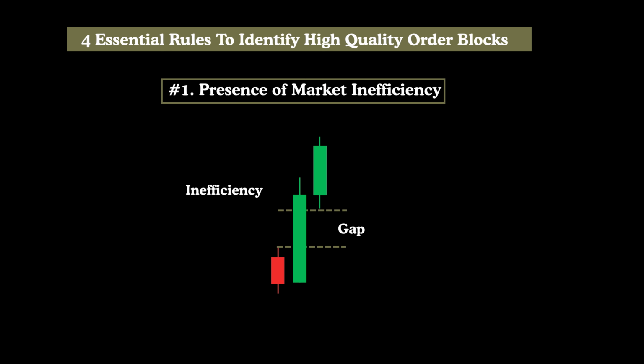Efficient moves are marked by smooth, overlapping candles without gaps. Inefficient moves, in contrast, feature gaps or imbalanced price action, which often get revisited for price correction. A valid order block should leave behind such inefficiencies to suggest potential for price mitigation.